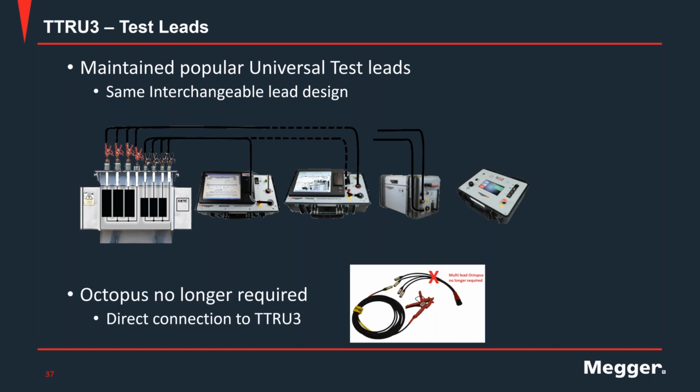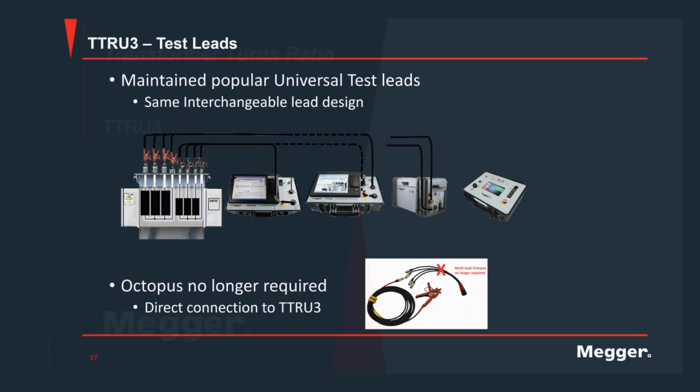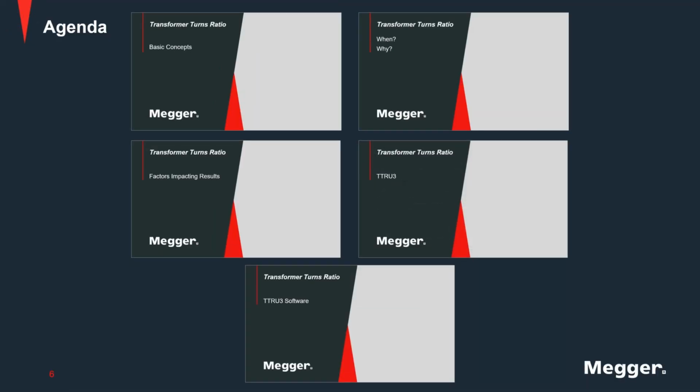For those older generation units, you need what we call the Megger octopus, right, to make these units have a single connector. So backwards compatible with older generation units. So that's on the hardware side.